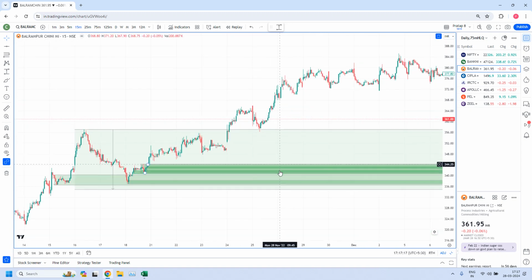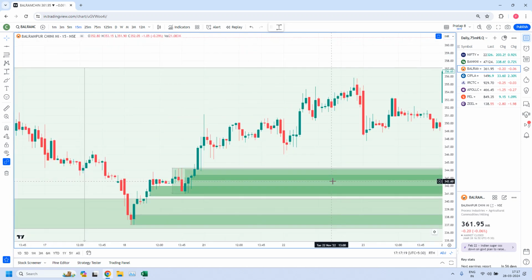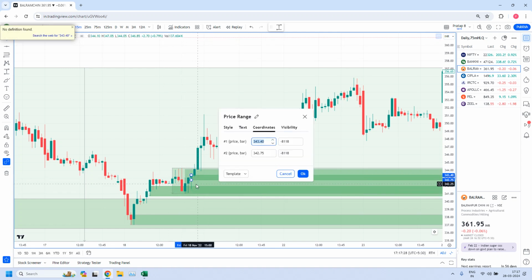So what I did in 15 minutes, I have drawn the zones as per the suggestions given by our software. Here we have two 15 minute zones. This is one 15 minute zone. This is not high liquidity, a normal zone. These are the levels, the coordinates of this zone. This is the proximal line and this is the distal line. 343 rupees 40 paisa is the proximal entry. 340.75 is the distal line.